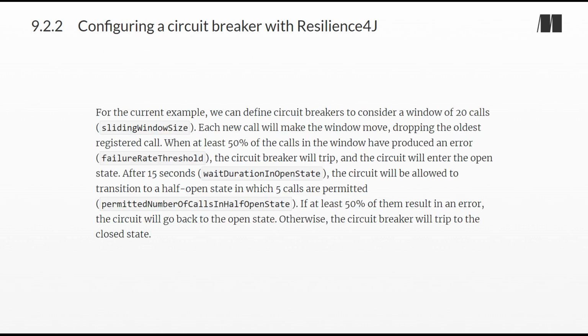For the current example, we can define circuit breakers to consider a window of 20 calls, sliding window size. Each new call will make the window move, dropping the oldest registered call. When at least 50% of the calls in the window have produced an error, failure rate threshold, the circuit breaker will trip and the circuit will enter the open state. After 15 seconds, wait duration in open state, the circuit will be allowed to transition to a half-open state in which 5 calls are permitted, permitted number of calls in half-open state. If at least 50% of them result in an error, the circuit will go back to the open state. Otherwise, the circuit breaker will trip to the closed state.